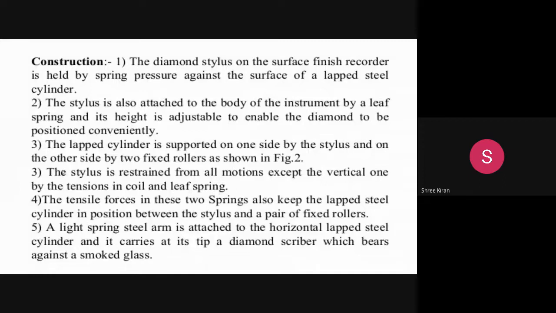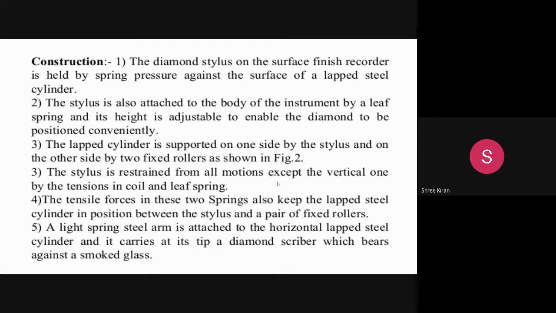Then the stylus is restrained from all motions except the vertical one by the tensions in the coil and the leaf spring.